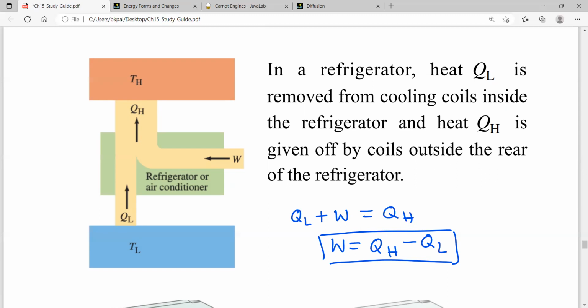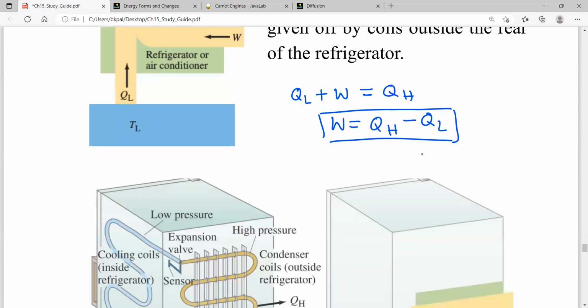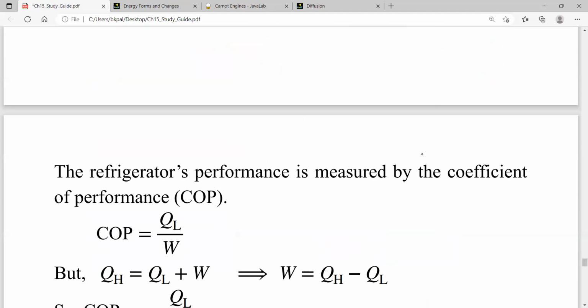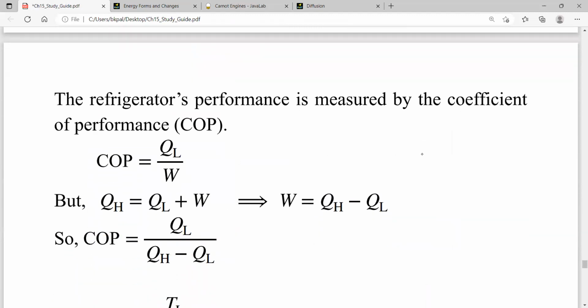Okay, now for the refrigerator, we don't basically use the efficiency. Instead of using the efficiency, we are using another thing. It's called the coefficient of performance, COP. So what is the COP for the refrigerator? COP for the refrigerator is again output divided by the input. For the refrigerator, the input is the work done and the output is QL.